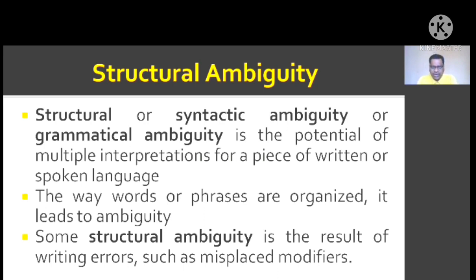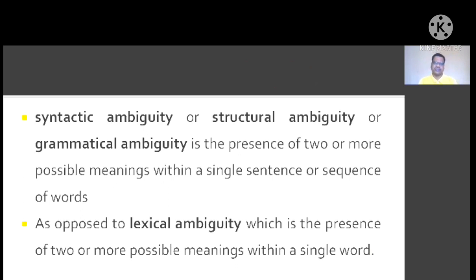So the way words or phrases are organized actually leads to ambiguity. Some structural ambiguity is the result of writing errors, as I said earlier. We don't do it intentionally, but sometimes it happens, right? Some structural ambiguity is the result of writing errors, such as misplaced modifiers in sentences.